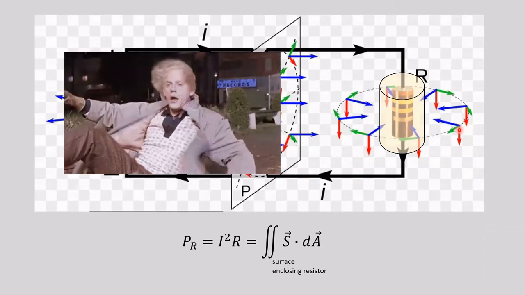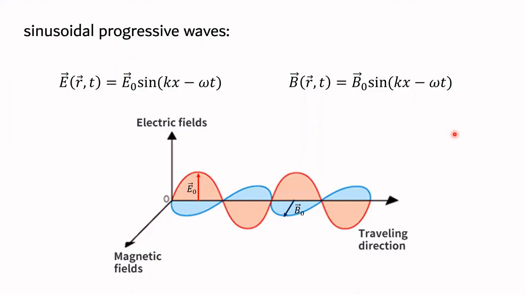Let's look a little more carefully at the value of the Poynting vector in time for the specific case of sinusoidal progressive waves. Remember, waves don't have to be sinusoidal. In fact, most of the time they're not.